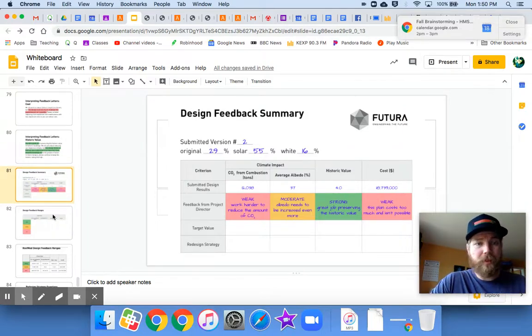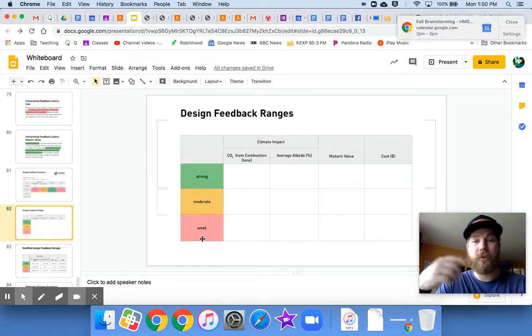You were supposed to fill out this sheet, and how you were supposed to do this was you were supposed to go around to other groups. You were supposed to find out, hey, what was your feedback? Was it strong, moderate, weak? Was it good? Did you like it? Did you not like it? And then what was your actual number? What were your actual numbers for these?